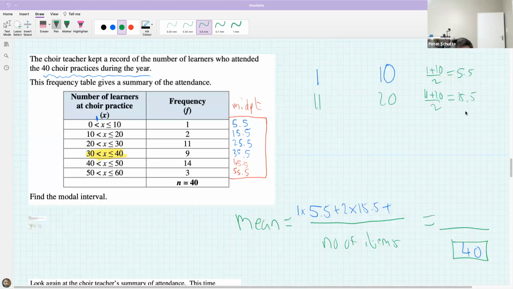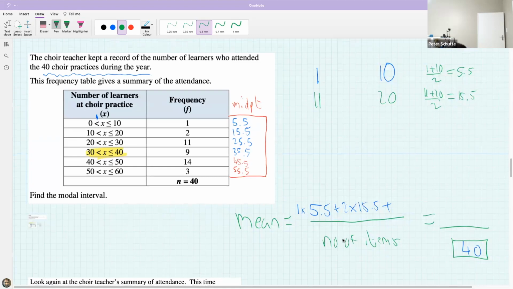Yes, thank you, sir. Okay, now I'm going to show you how your calculator makes this super easy, but I just want to show you how much work the calculator is saving us, because I'm not even done. When I got to the next interval between 20 and 30, I would then have to go 11 times 25.5, and I'm still not even done. So this would take forever. So I'm going to show you a sneaky trick.